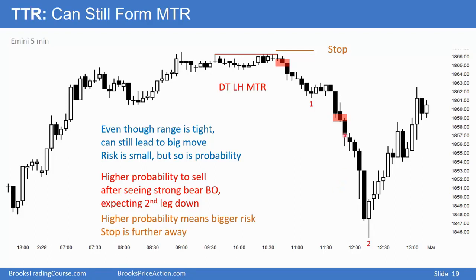If you take that sell, your stop is either here or above the top of this sell climax. Here you're risking very little. If you sell here, you're risking at least to here, maybe to there. Whenever you have a high probability trade, you have to assume that risk reward is worse, and that usually means the risk is greater, the stop is further away.